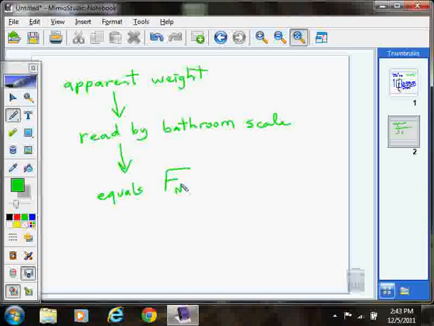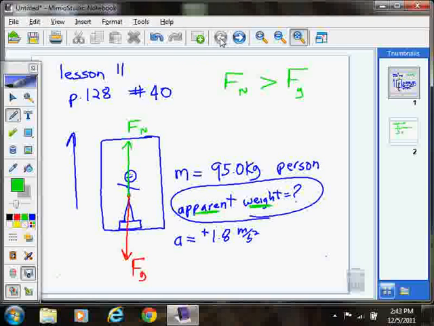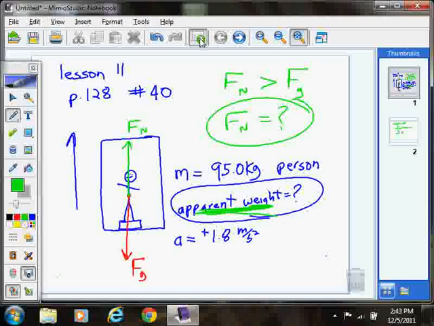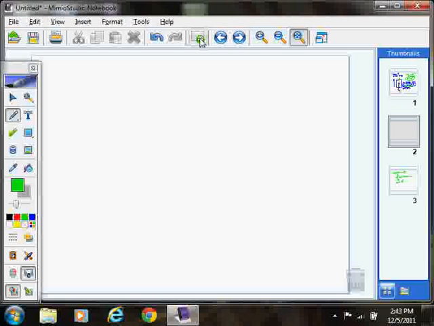So really and truly, what we need to find here is the normal force. Because once we find the normal force, that's what the apparent weight is. Okay? So, we know that the net force equals the mass times the acceleration.